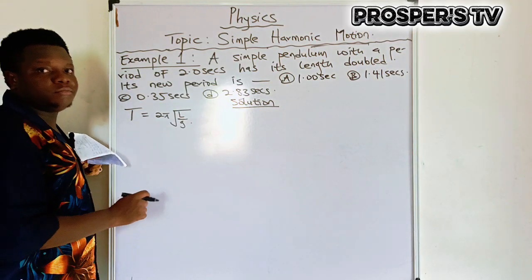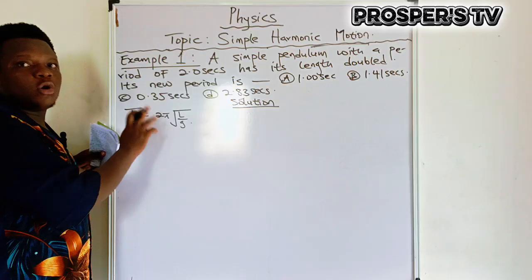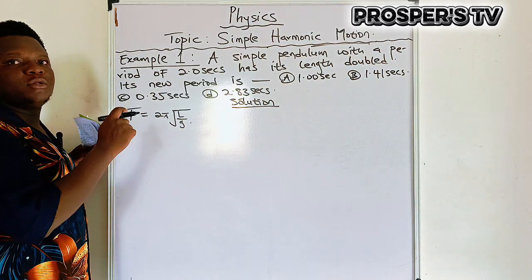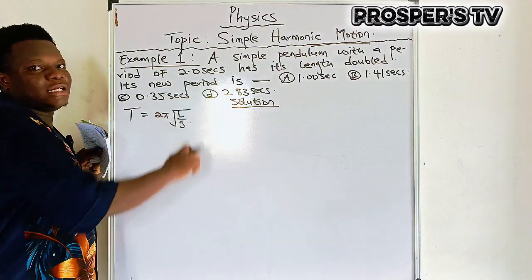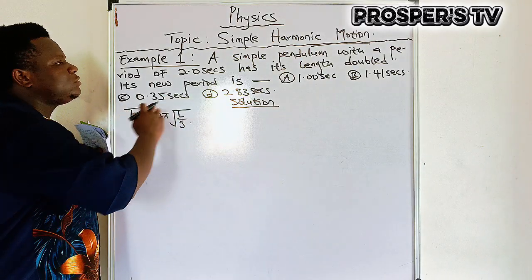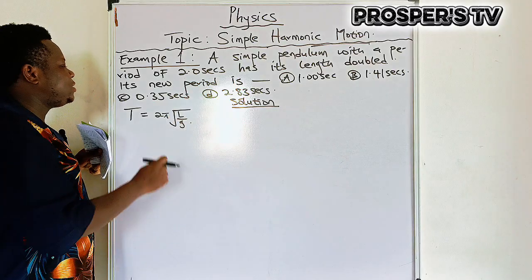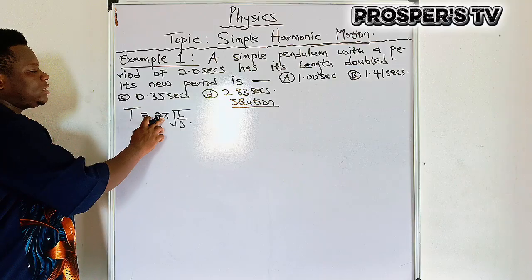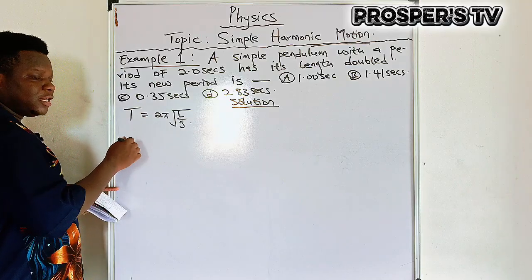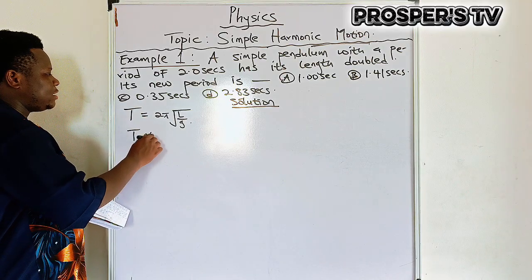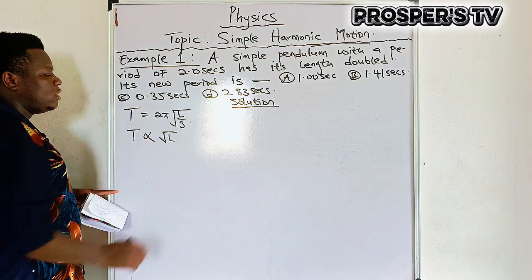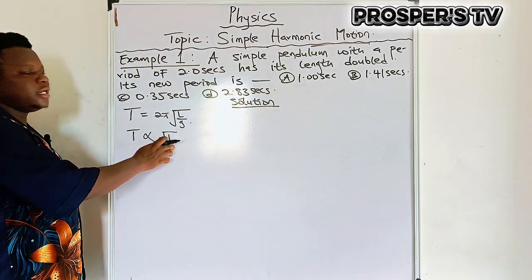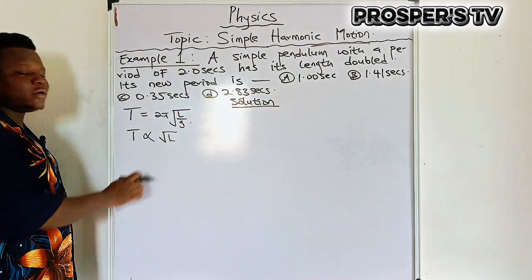Now, everything in this formula is constant. Pi is a constant, g is a constant. So it means that the period of a simple pendulum is dependent only on the length. If you have two different pendulums, inasmuch as they have the same length, they are going to have the same period. So since 2 pi and g are constant, we can simply say that our period is directly proportional to the square root of L. The only thing that determines our period is L, and L is inside the square root.